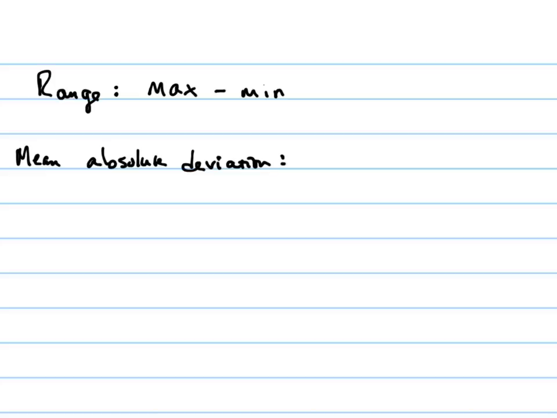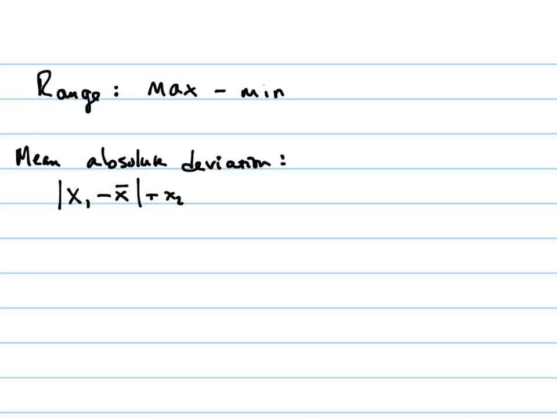So mean, because we're going to use the average. Absolute, because we're going to use absolute value when we're just talking about distances. And deviation is how far away something is. So what we do is we take each number, the first number we would call x1, and we subtract it from the mean to find how far it is from the mean. And we take the absolute value because we're not concerned if it's left or right. We just want to know how far it is.